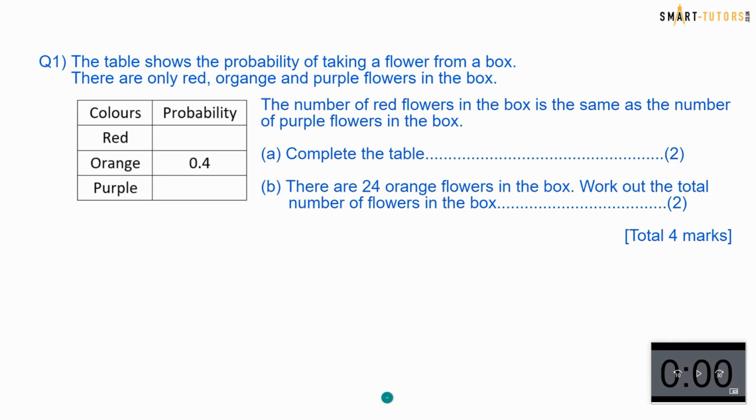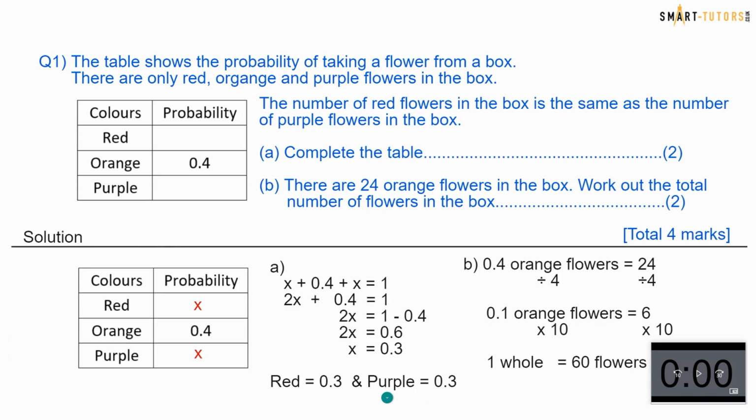So in this type of question, the total probability adds up to 1. Another clue given in the question, if you read it very carefully, is that the number of red flowers in the box is the same as the number of purple flowers in the box. So red and purple are the same amount of flowers, so the probability of taking red or purple is going to be the same. So I put X here and purple also X.